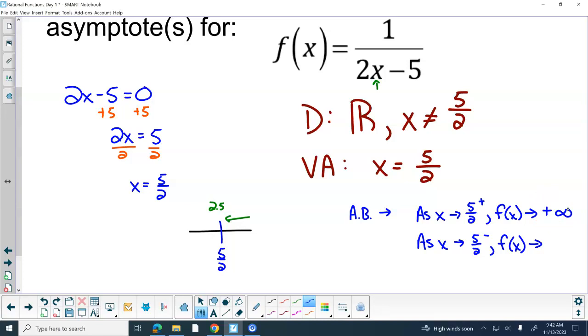Left side. Give me a number on the left side of positive 2.5. 2.4. 2.4 times 2 is 4.8, minus 5 is negative 0.2, right? Okay. Positive 1 divided by negative 0.2 is negative 5. So what's this one going to go to? Negative infinity.